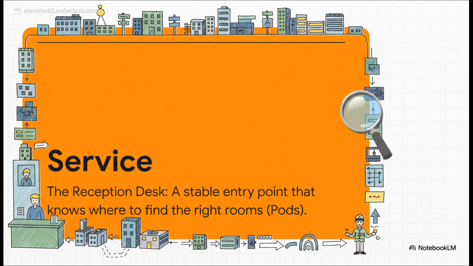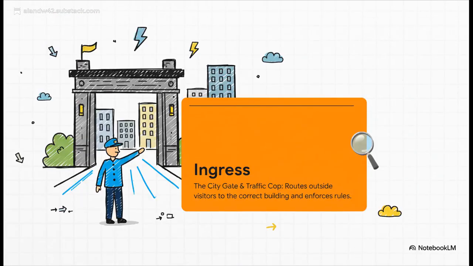It gives you one single, stable address that never changes, and it always knows exactly which rooms are currently open for business. Super helpful. But what about people from outside the city? How do they even get to the right reception desk in the first place?